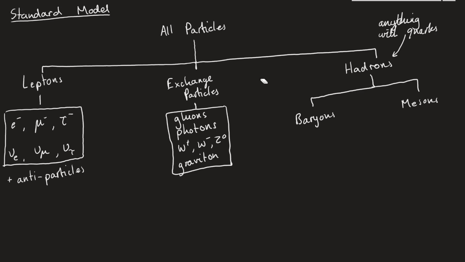We don't have any antiparticles for them because we can't get the antiparticle of a photon or a gluon or anything like that. So these are just virtual particles that exist. We can't really get antiparticles of those.